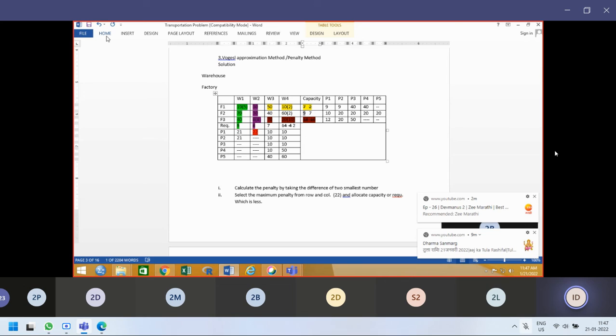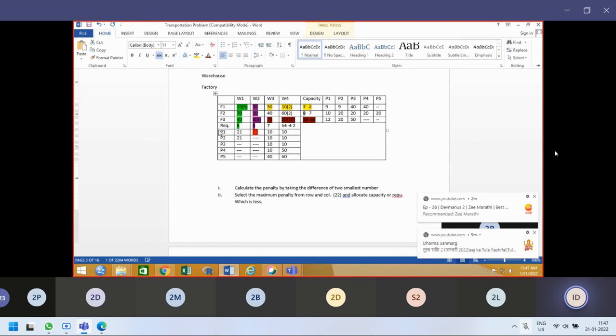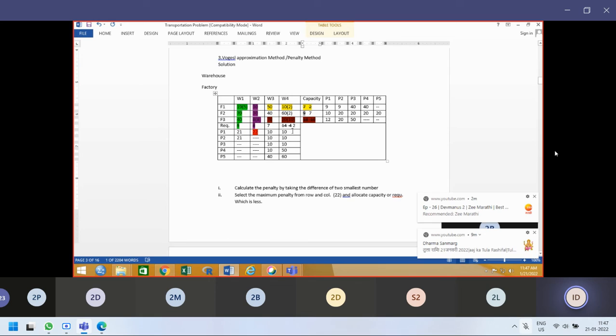Okay, 7 is remaining. Now, no need to calculate the penalty. How many elements remain? Only one element remains here. If you take the penalty, here you will get a penalty of 40. So only one element is remaining.